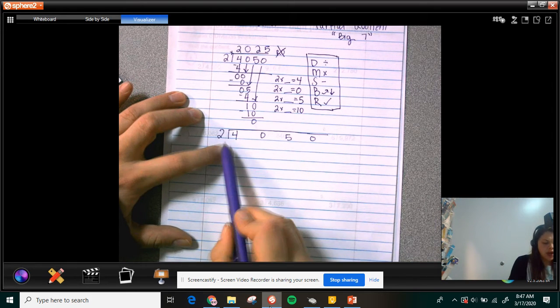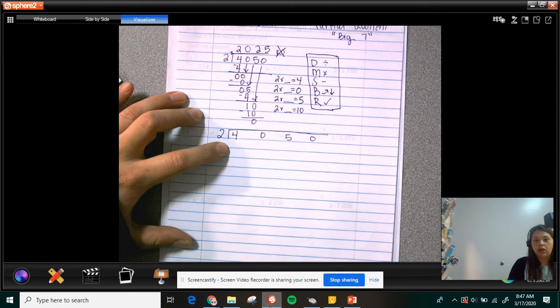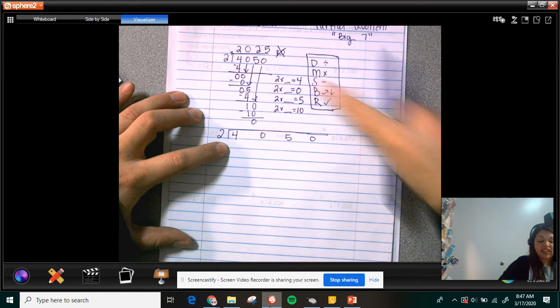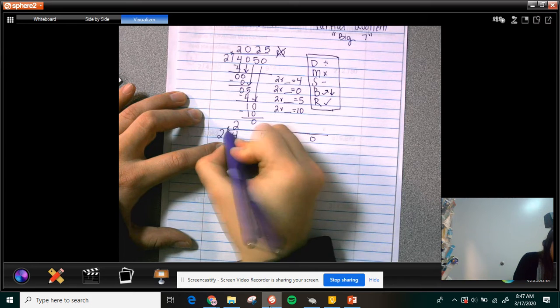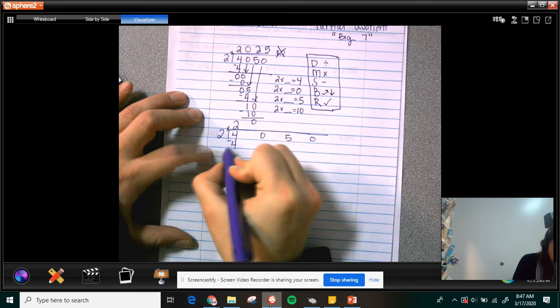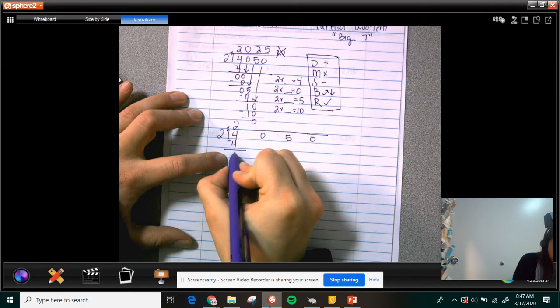So I'm thinking 2 times something is going to get me close to 4. Well, looking up to what I did earlier, I know that that is 2. 2 times 2 is 4, and I'm going to subtract that, and I have 0.